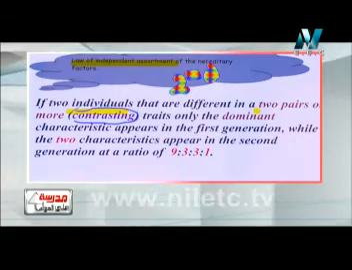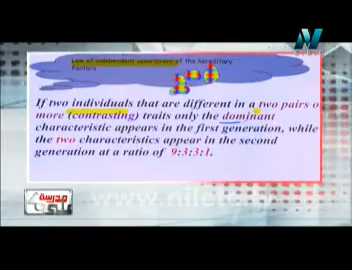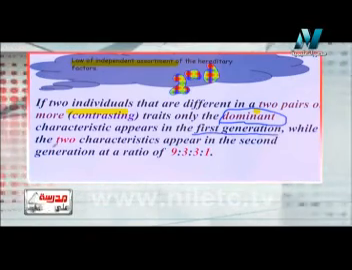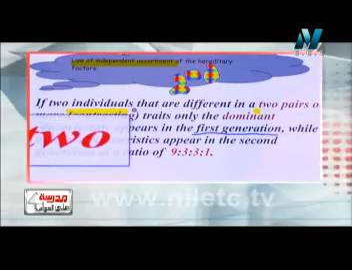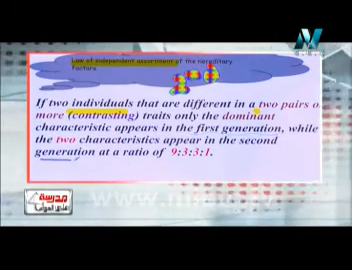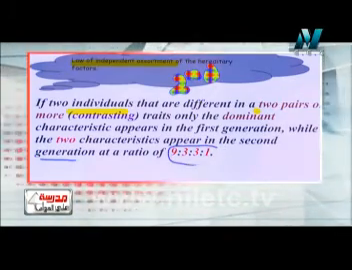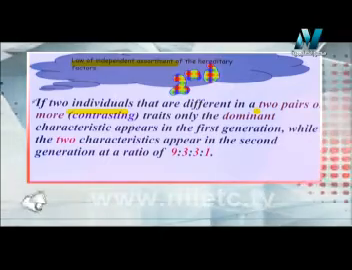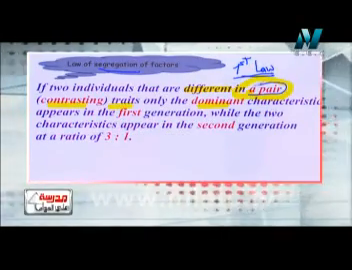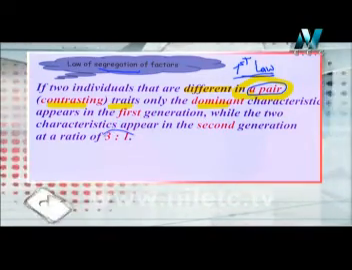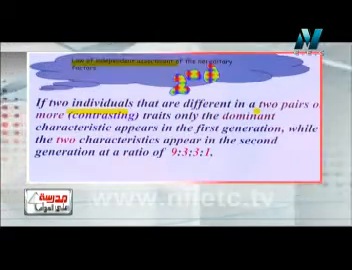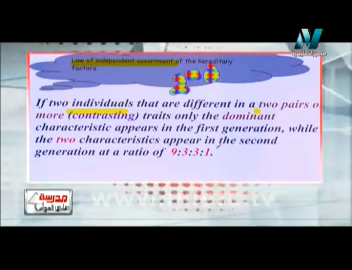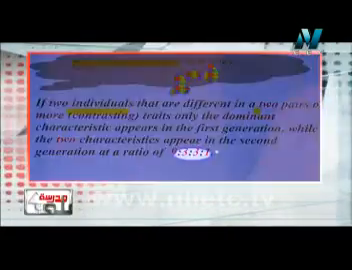contrasting traits, ضد بعض. Only dominant trait appears in the first generation, while the two characteristics appear in the second generation, and here we have the next difference, the ratio: 9-3-3-1. So we have two differences between Mendel's first law and Mendel's second law. In the first law we compare one pair of traits and the ratio in the second generation is 3-1, but in the second law of Mendel we have two pairs of traits, dominant and recessive, and in the second generation we have 9-3-3-1. طب نشوفها ازاي مع بعض.